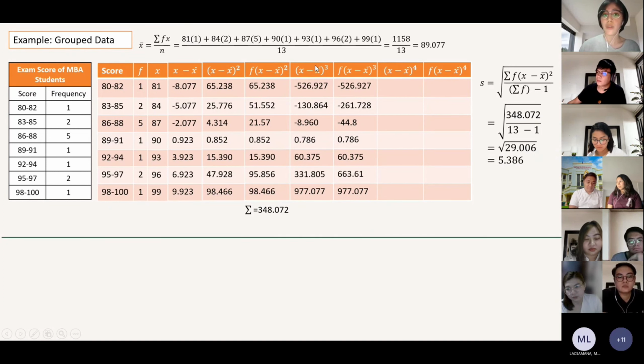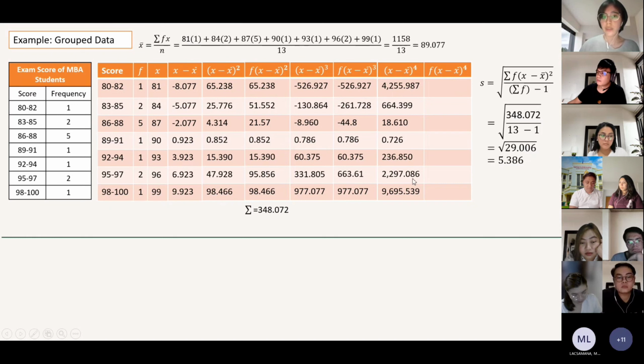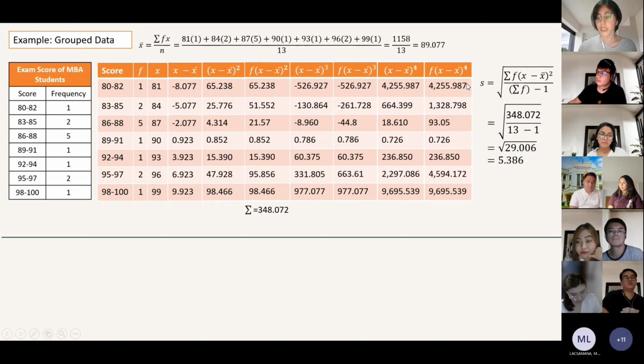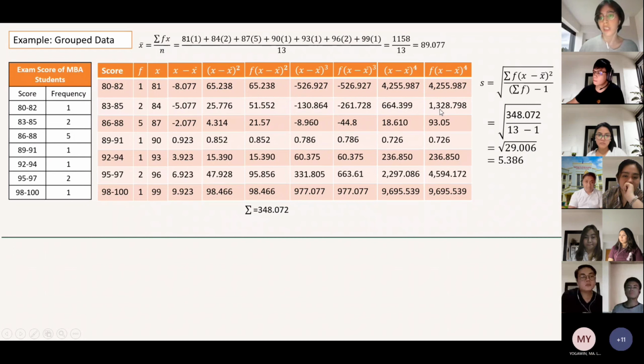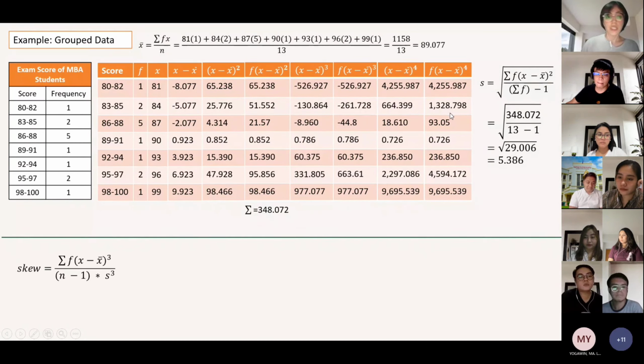So, for the next naman, yung value, again, na nakuha natin from the fourth column, i-raise naman natin siya to fourth exponential. Ayan. So, for the negative 8.077 raised to 4, ang makukuha natin is 4,255.987. Then, for the other rows, again, pre-computed na po natin siya. Then, for the last column, finally, ang gagawin naman natin is itong si 9th column, imumultiply lang natin siya uli doon sa ating frequency doon sa second column. So, for 4,255.987 times 1 is equals to 4,255.987. 664.399 times 2 is equals to 1,328.798. Since nakuha na natin yung, or nabuo na natin yung ating table, let's go for the computation of skew.